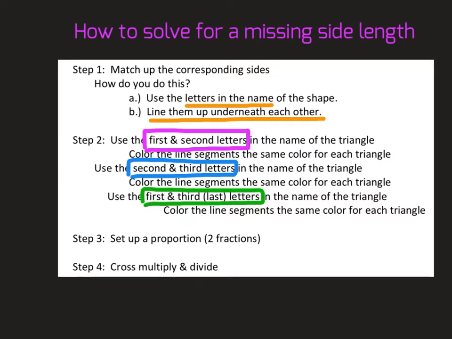The third step that I'm going to do to find a missing side length is I'm going to create a proportion for those side measurements that correspond. It's going to look like two fractions, and then I'll cross multiply and divide to find the missing measurement.